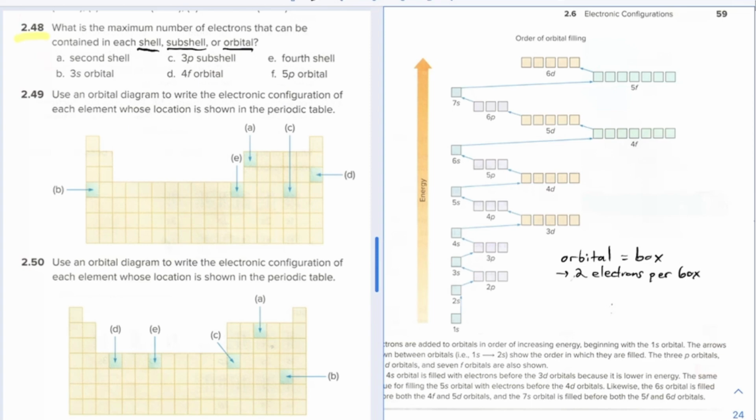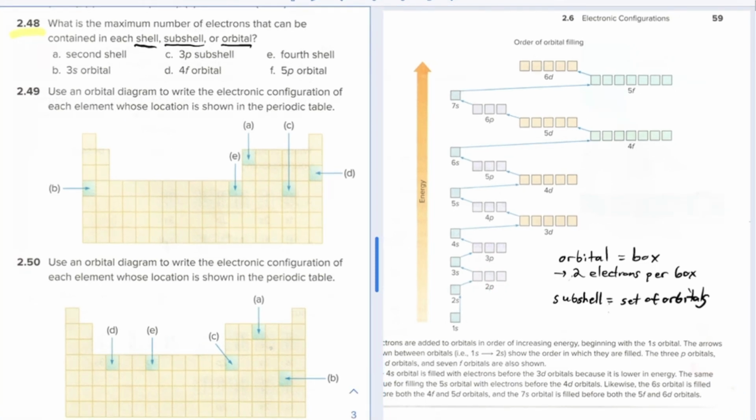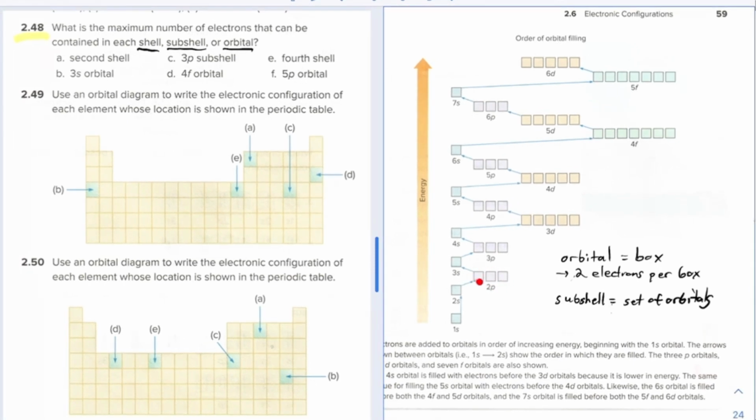A subshell is a set of boxes that are the same in energy. So a subshell is a set of orbitals, or a set of boxes. So we can find several subshells. Look at these 3 right here. Okay, they're the same in energy. We call this the 2p subshell. So there are 3 orbitals in the 2p subshell.